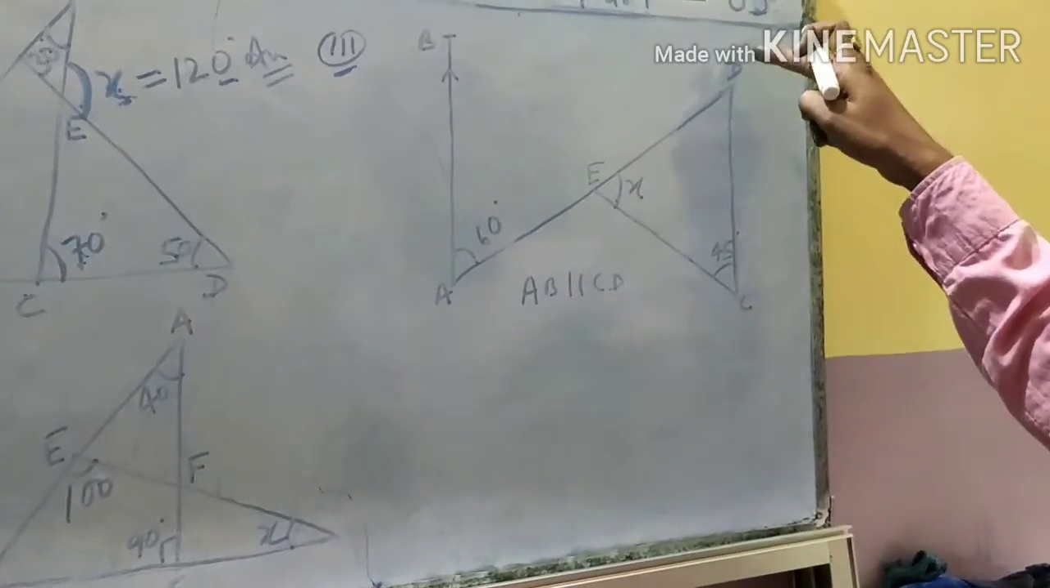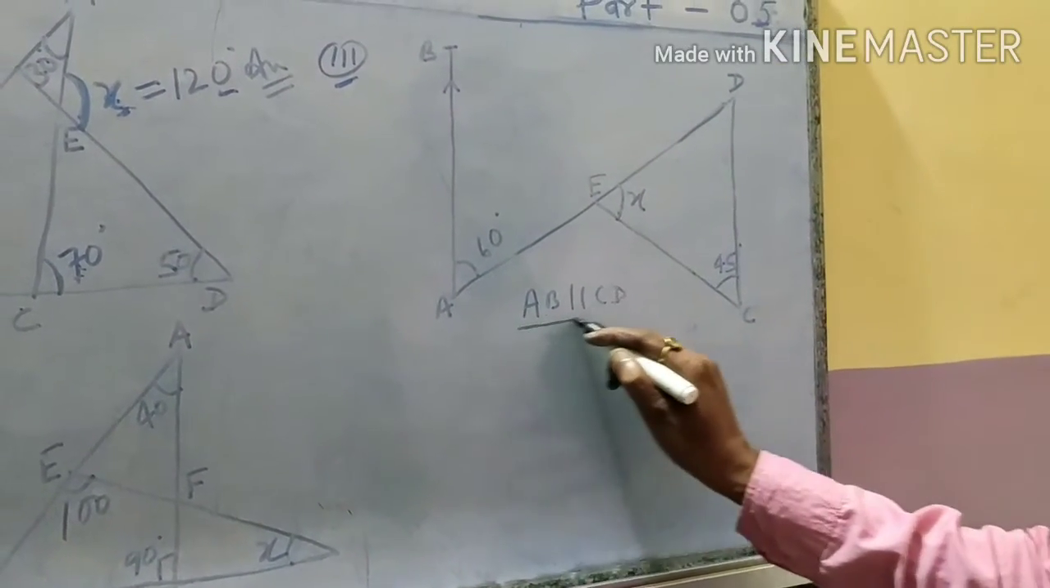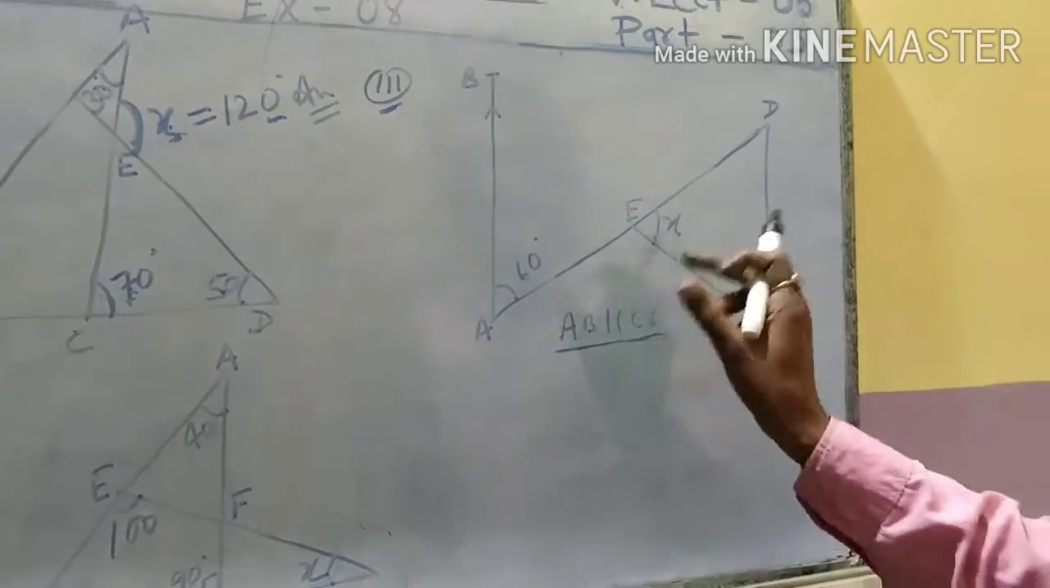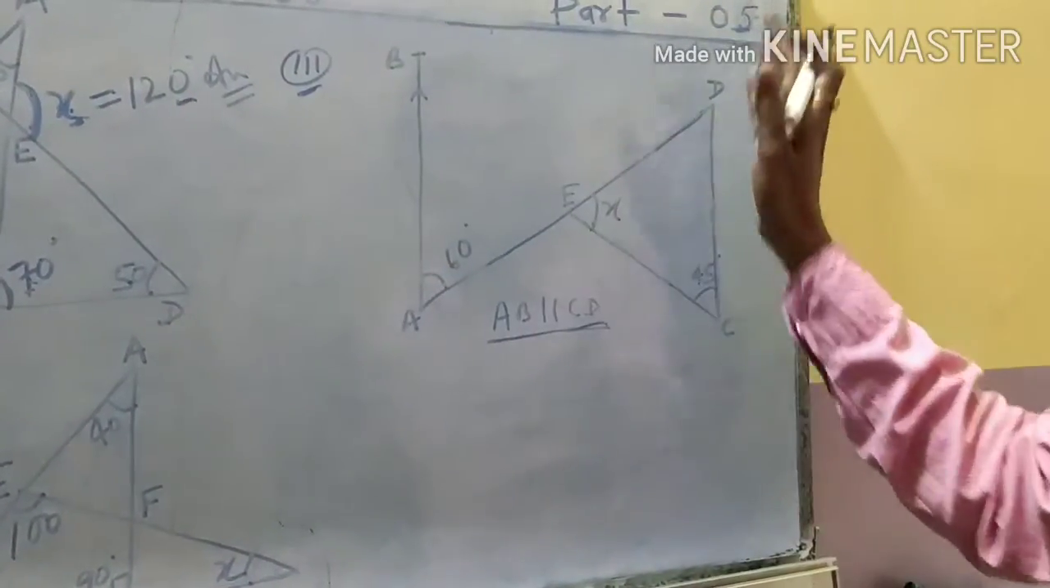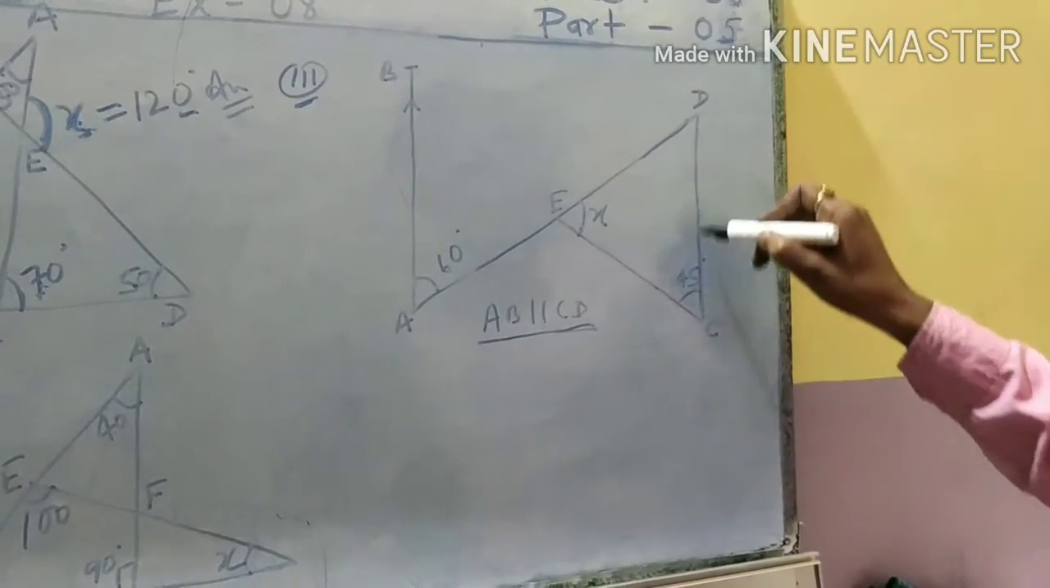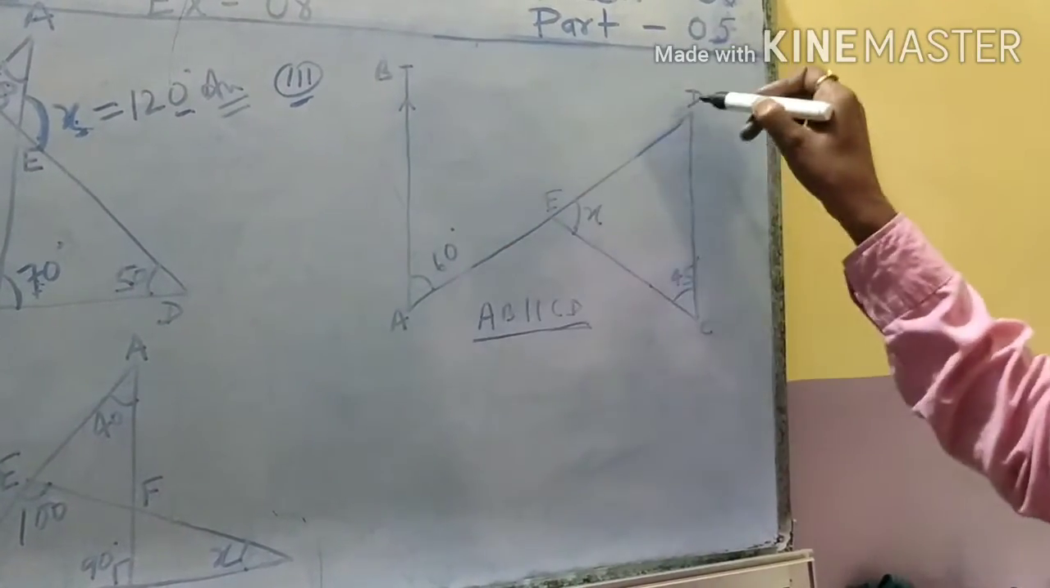AB is parallel to CD. This condition is given here. Look at the book, student. This concept is given here. AB is parallel to CD, that means this line is parallel to this line. Look at here, this is the figure of Z.